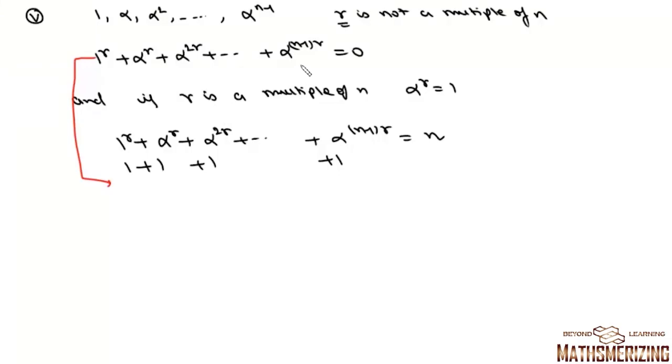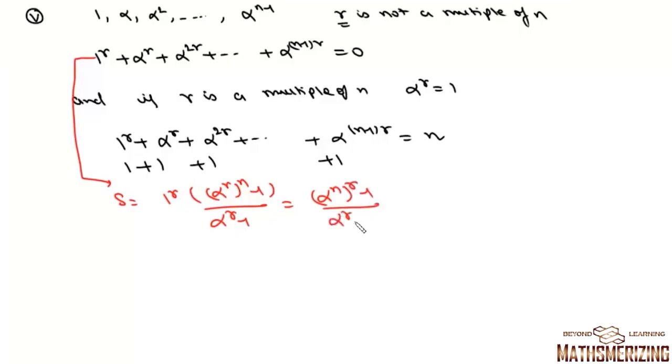Now this is nothing but a GP. Sum of this GP will be a, which is 1 to the power r, into r to the power n minus 1. So it will be alpha to the power r to the power n minus 1 upon alpha to the power r minus 1. We can write this as alpha to the power n to the power r minus 1 upon alpha to the power r minus 1, and alpha to the power n is 1. So this sum will be 0 for any power where this power is not a multiple of n, and if the power is a multiple of n, then in that case this sum will be equal to n.